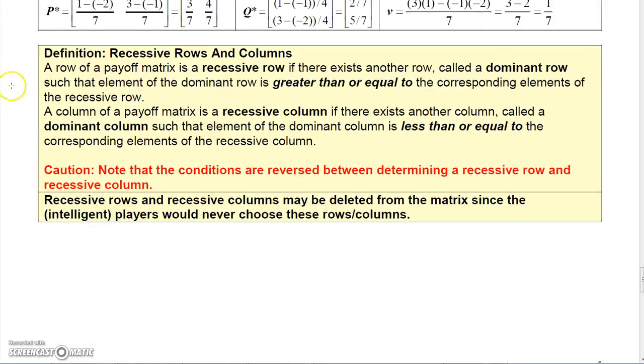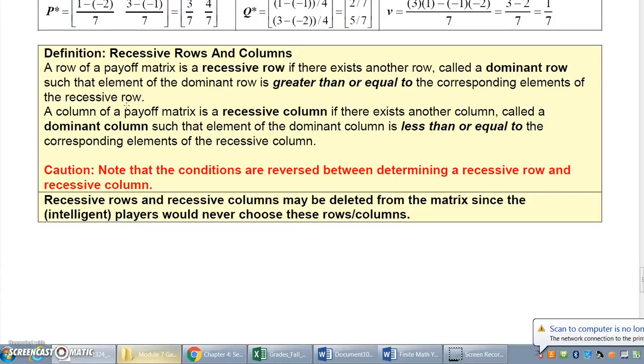So basically, a row of a payoff matrix is recessive if there exists another row called a dominant row, such that that element of the dominant row is greater than or equal to the corresponding elements of the recessive row. And that's what we had up there. We basically were just focusing on the dominant rows.